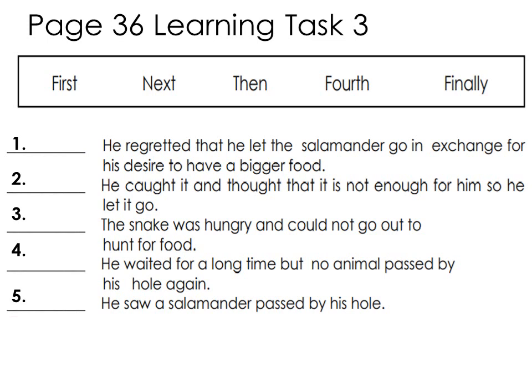Okay, number 1, let's check. Number 1, this is the finally. Okay? Number 2, you can answer whether it's next or then. There can be two answers, next or then. The number 3, it could be next or then again. And the number 4, that is the fourth thing that happened. And the number 5, it's the first thing that happened. Okay?